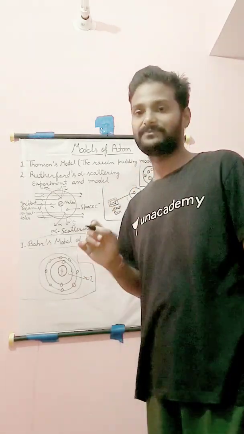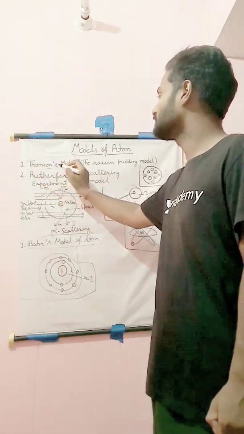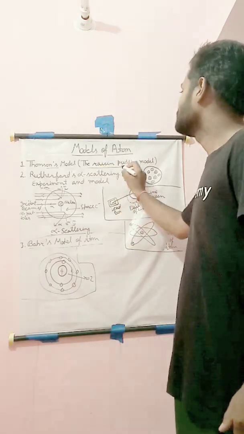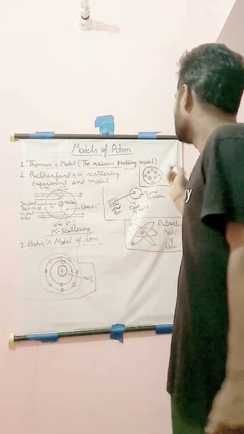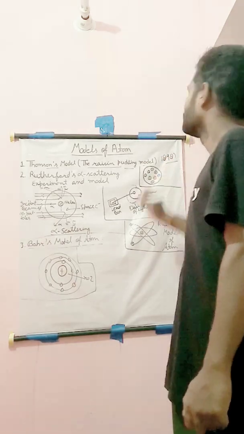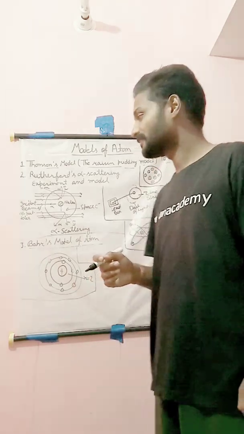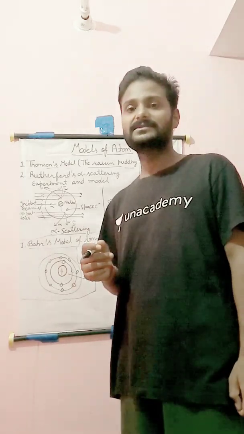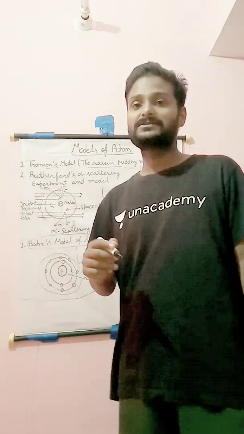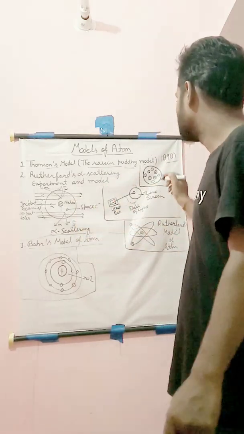So the first model was given by J. J. Thomson and is known as Thomson's model, also the raisin pudding model. It was given in 1898. Why is this called the raisin pudding model? Because he assumed a round sphere.